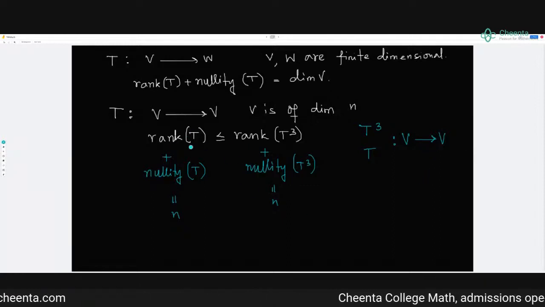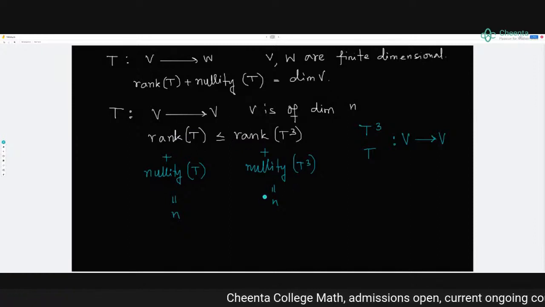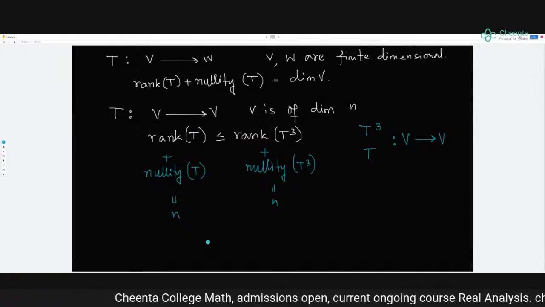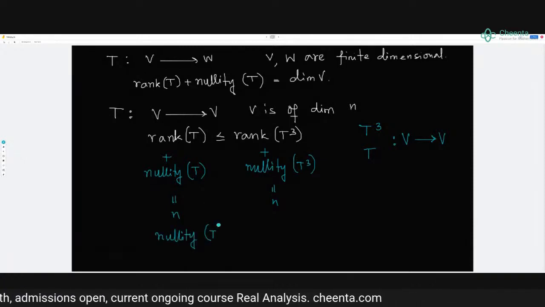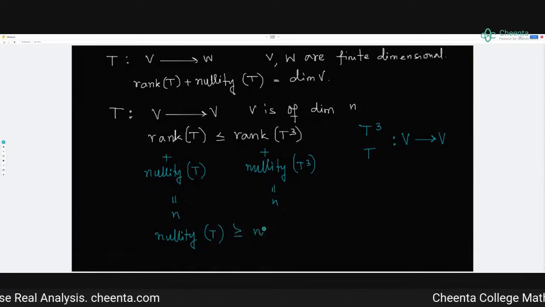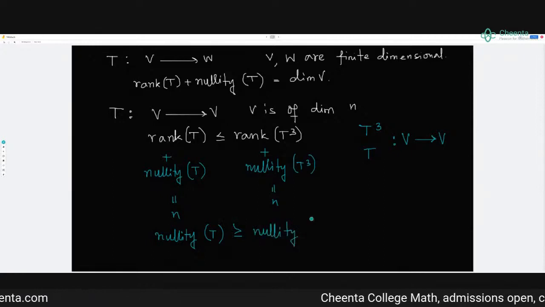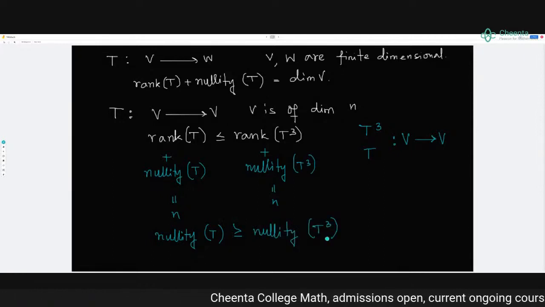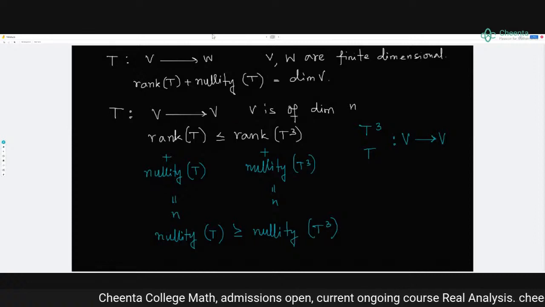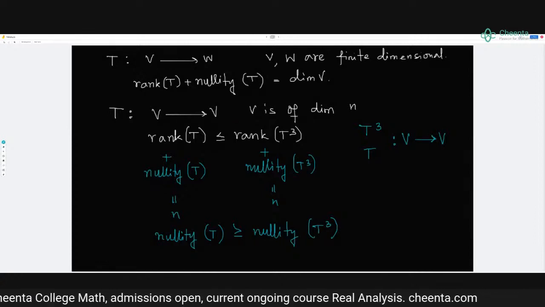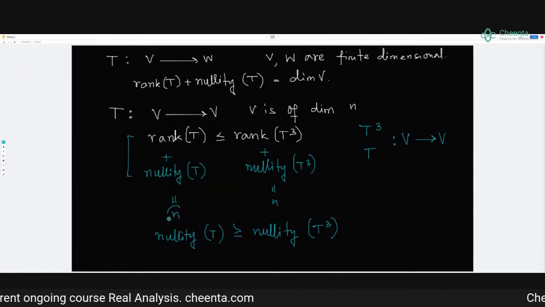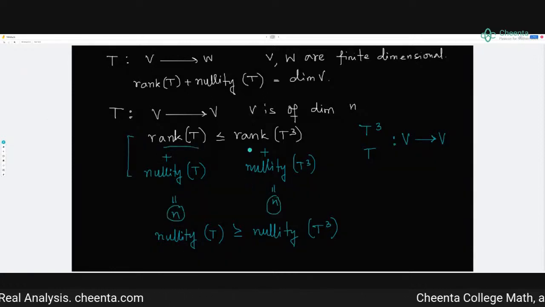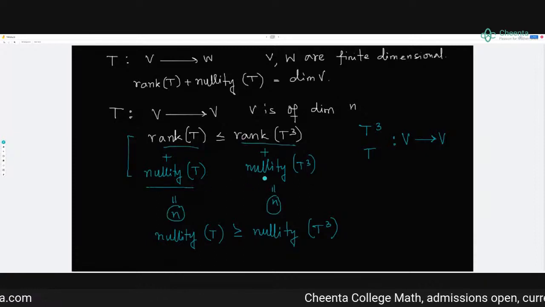Because rank of T is less than or equal to rank of T cubed, what you have is that nullity of T is greater than or equal to nullity of T cubed. It's pretty simple. Let's say inequality: both of these things added give you n, and this is less than or equal to this, then this is greater than or equal to this.